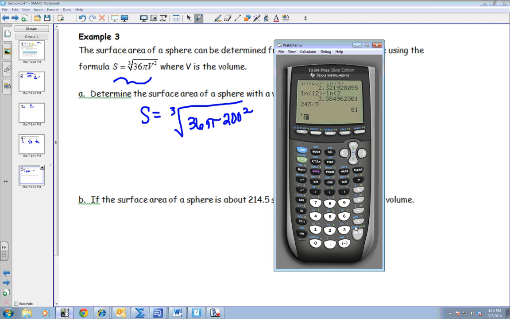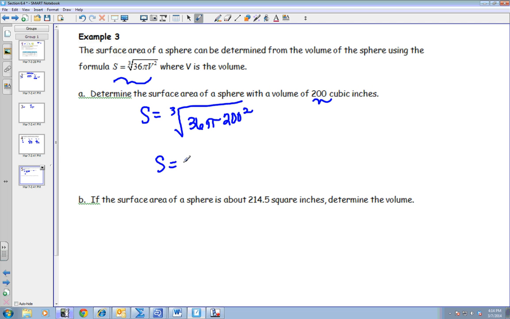Okay, so I'm going to type in 36 pi, and pi is your second, and the house top right here. Oh shoot, I didn't get my second button. So second, house top, 200, and then my squared button, equals 165. And that's my answer for the surface area. So my surface area is around 165 square inches.